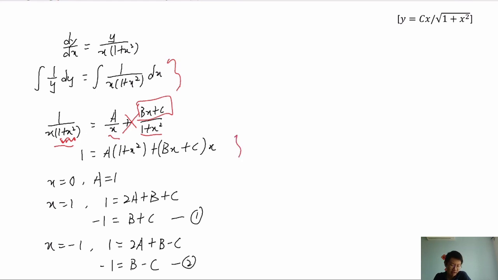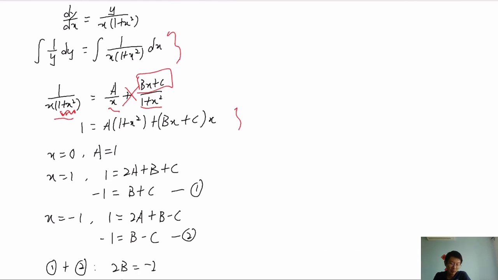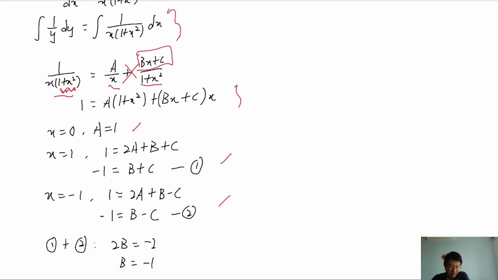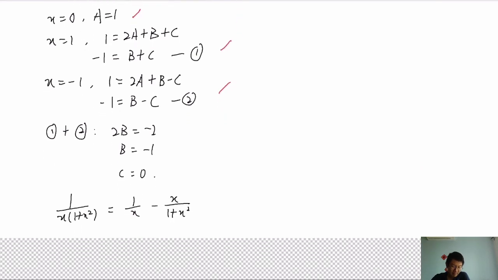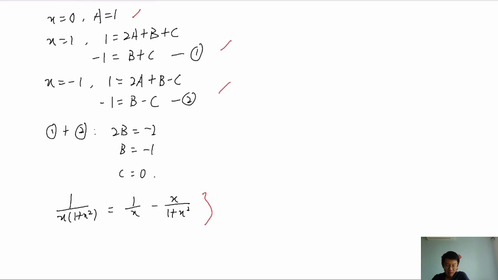From there, by cross multiplying, we have this expression. We only look at the numerator now, and next we substitute suitable values for x in order to solve for A, B and C. We can substitute 0 to give us A equals 1, and for B and C we need to use 2 different values of x and solve. After we solve B and C, this would be the partial fraction.